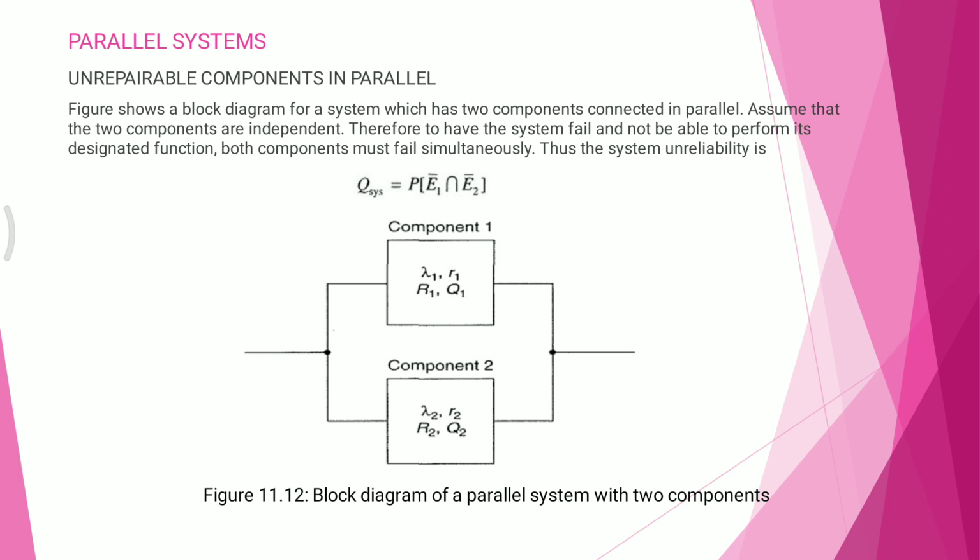where lambda 1 and lambda 2 are the failure rates of components 1 and 2, small r1 and r2 are the repair rates of components 1 and 2, Q1 and Q2 are the unavailabilities of components 1 and 2, and capital R1 and R2 are the reliabilities of components 1 and 2.